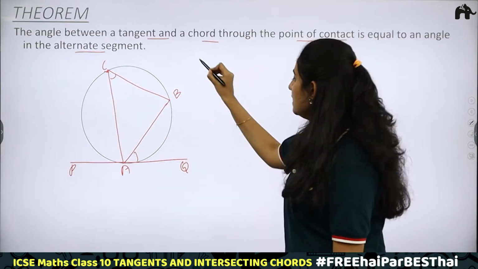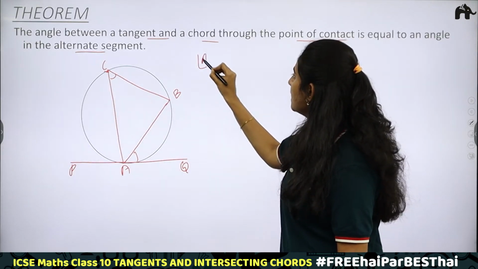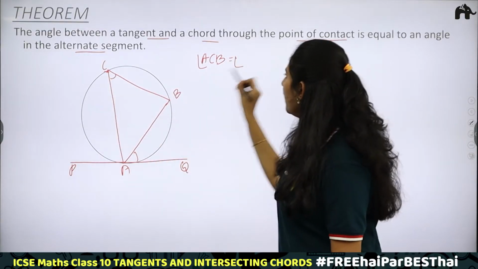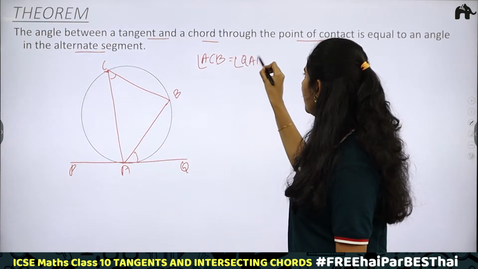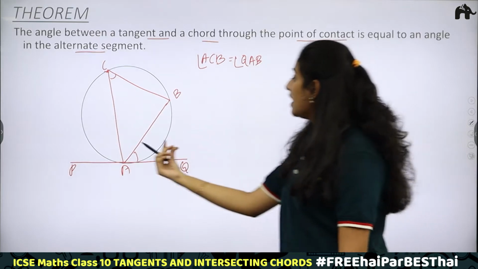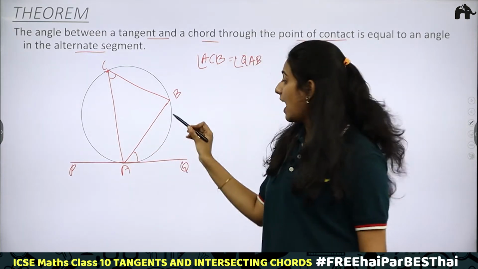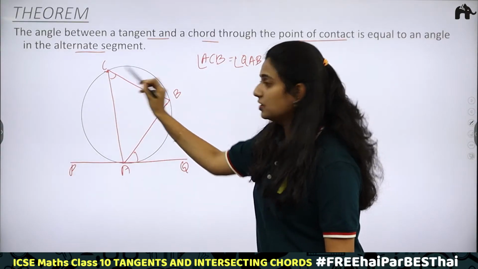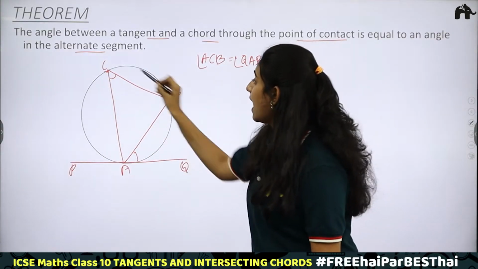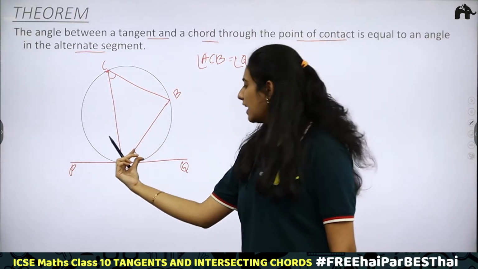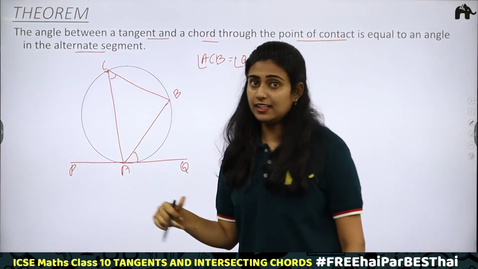According to this, we will have angle ACB equal to angle QAB. Here we had the smaller angle in the minor segment and this smaller angle is equal to this angle, which is the angle formed in the alternate segment. We have a small angle, that is, an angle that is smaller than 90 degrees.